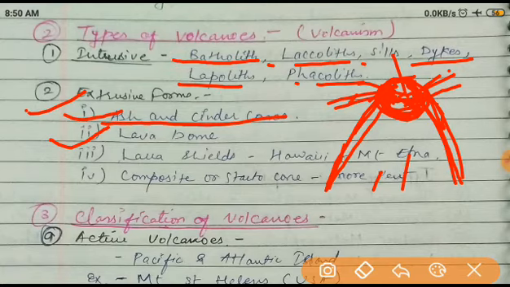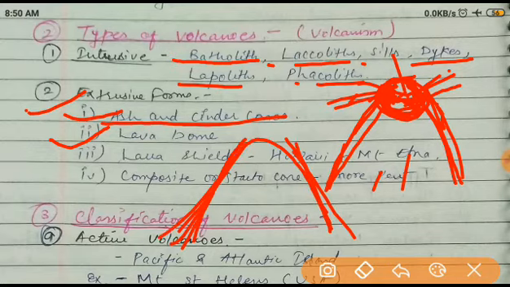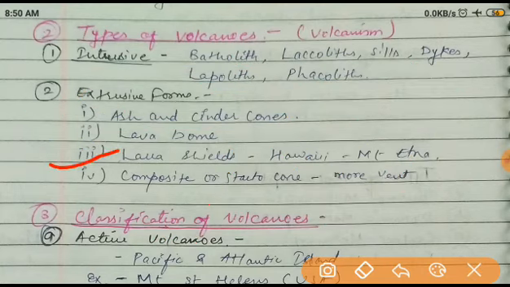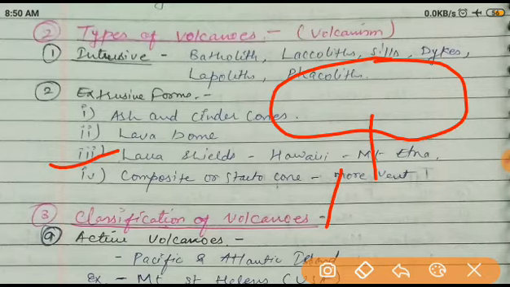Next one is the lava dome, the simple lava dome. When the lava is coming out, it flows, solidifies and forms a dome-like structure. It is called the lava dome. Next one is the lava shield or Hawaiian type. Sometimes, from inside the earth, where there is an ocean, when the lava comes out, it keeps ejecting lava and forms an island in the center of the ocean or sea. This type is called the lava shield. It's a kind of island. An example is Hawaii Island or Mount Etna.